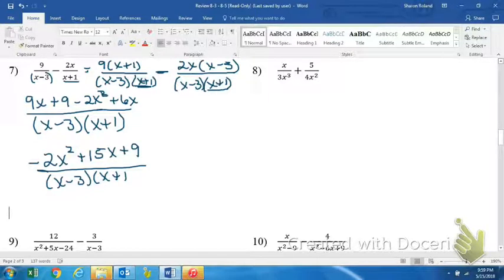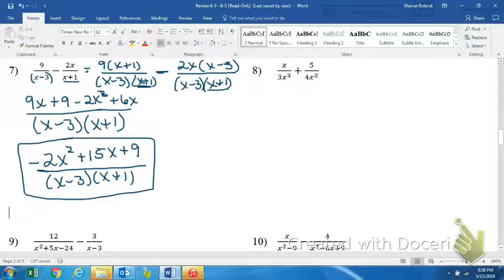Then you have to see if it will factor. So you would eventually find factors of 18 to subtract to get 15, which won't happen. So it doesn't reduce. We're going to leave it just like this.